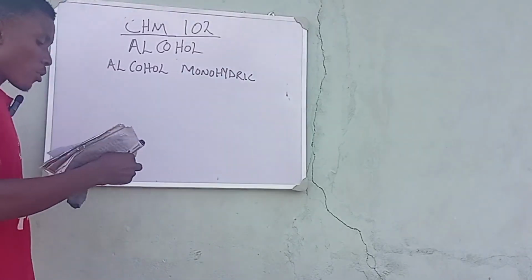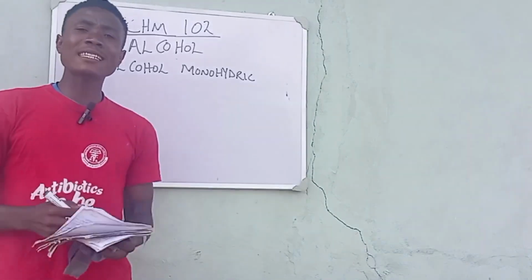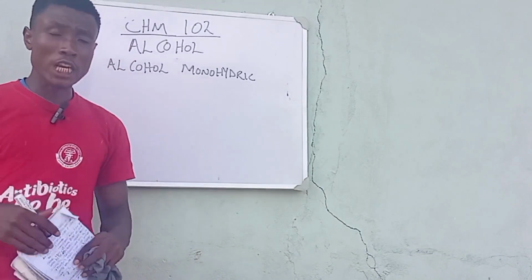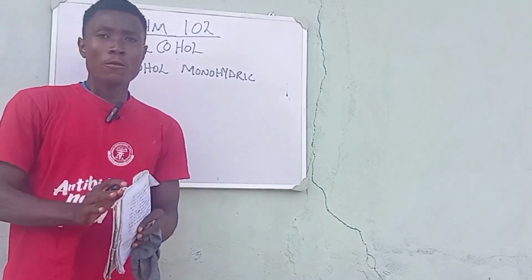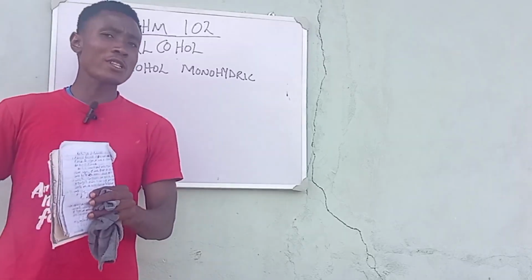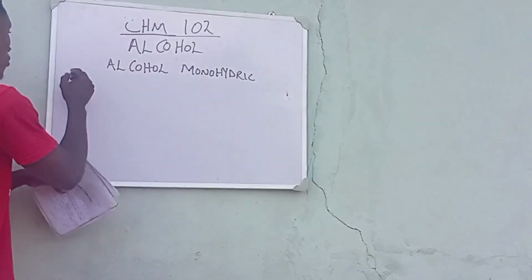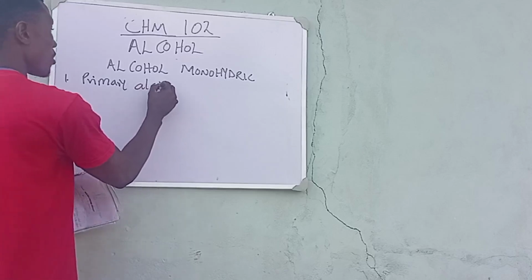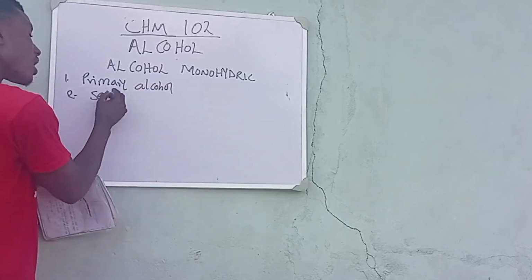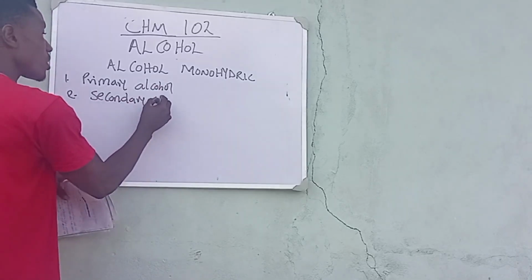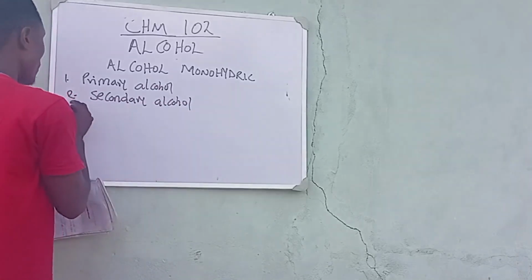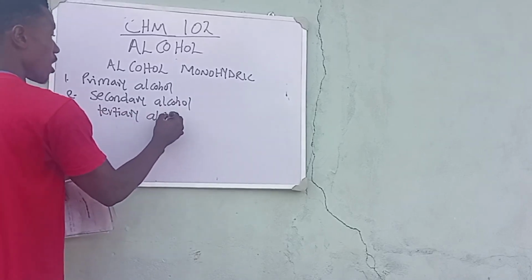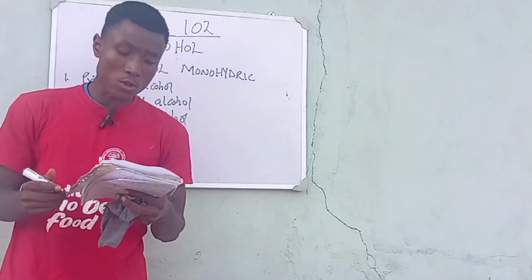So under alcohol monohydrate as a subtopic, alcohol monohydrate is simply classified into 3. We have what is known as the primary alcohol, the secondary alcohol, and the tertiary alcohol. So we have number 1, the primary alcohol; number 2, the secondary alcohol; and the third one, the tertiary alcohol. It is very, very important you take note of this point.